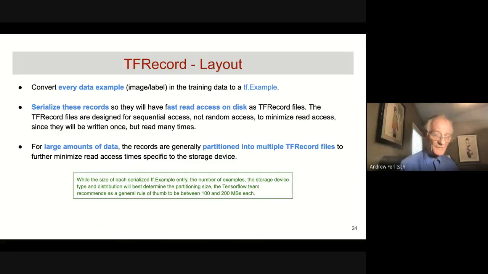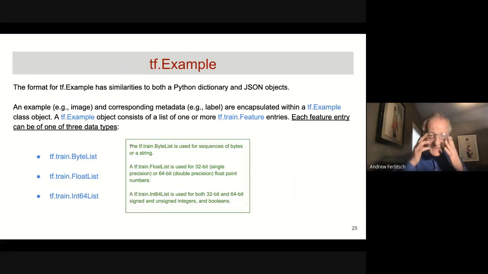Okay. Now, for large amounts of data, you start getting into the gigabytes and so forth. The records are generally partitioned into multiple TF record files, and that helps further minimize read access time specific to the type of storage device. Of course, I don't know your storage device here, and this is a vast number. It'd be hard for me to really give you all the answers, what's the right size for your particular situation. But as a general rule of thumb, the TensorFlow team recommends that TF records should be between about 100 to 200 megabytes each. So let's dive a little bit deeper into what a TF example is.